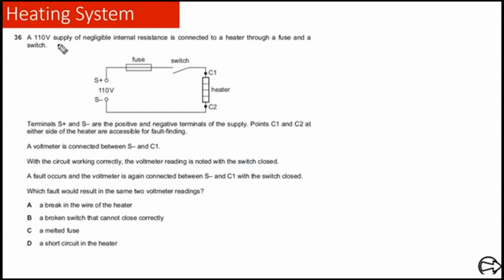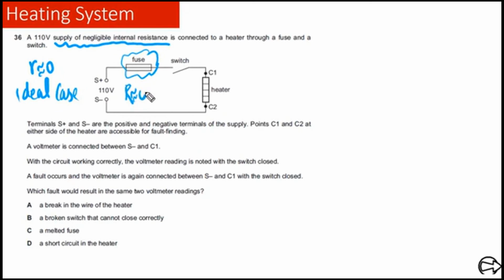For this question, it is given to us that the power supply has negligible internal resistance. It simply means that r is equal to 0. We are talking about the ideal case. For ideal cases, we can also assume that the resistance of the fuse is almost equal to 0, means it is negligible, and the resistance of the switch is also negligible. And also we are using connecting wires, and those wires are also ideal. These are ideal, meaning their resistance is also equal to 0.